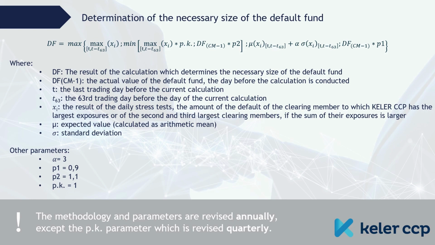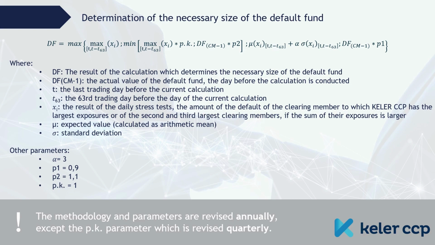The third component is considering XY again. KELER CCP calculates the expected value, or the arithmetic mean, of this XY for 63 days and adds the multiplied standard deviation of these XYs for 63 days. The multiplier for the standard deviation is called alpha, whose value is 3. And the fourth component is the previous month's default fund size multiplied with P1, which is 0.9.